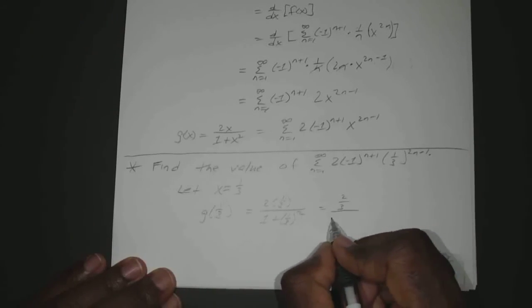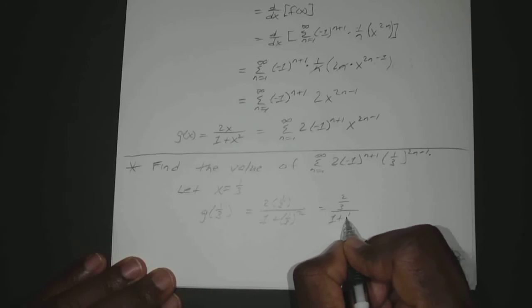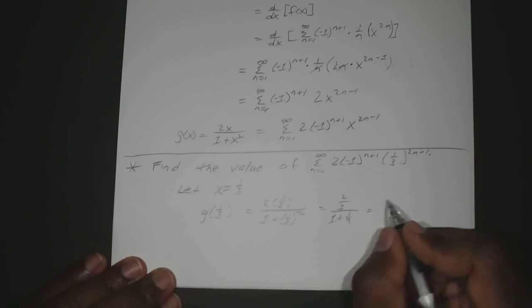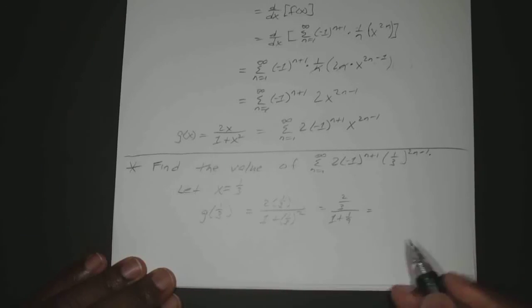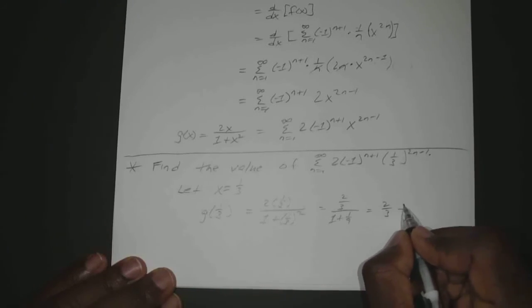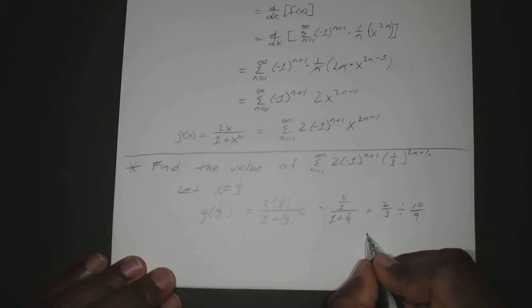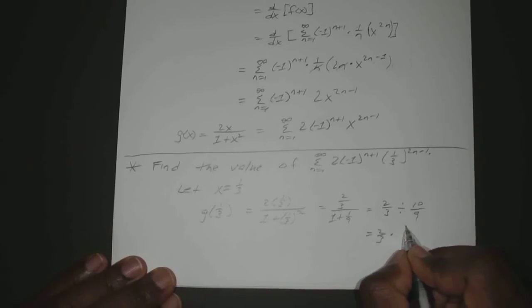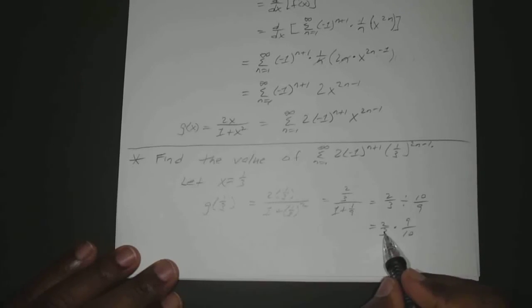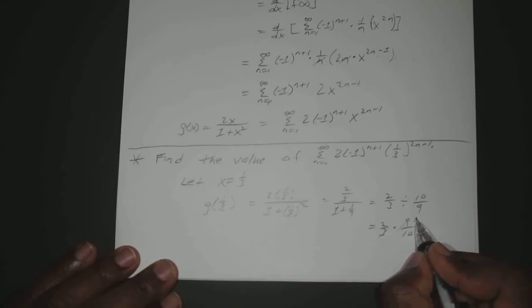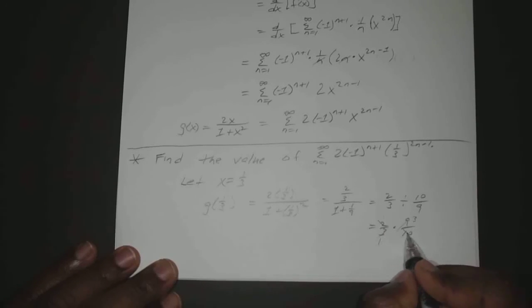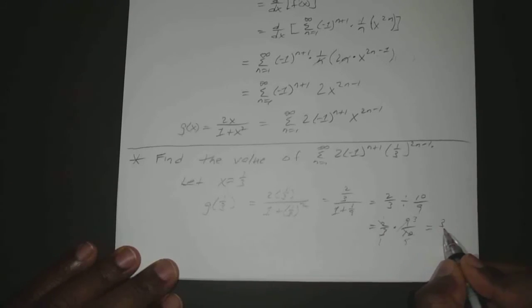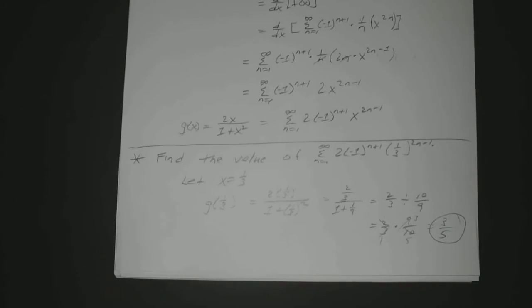Which is 2/3 divided by 1 plus 1/9. If that's 9 over 9, that just becomes 10 over 9. So that's 2/3 divided by 10 over 9, which is 2/3 times 9 over 10, where that simplifies, and that simplifies. So you just get 3 over 5. All right, so any questions on that one?